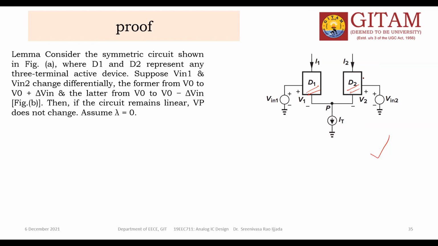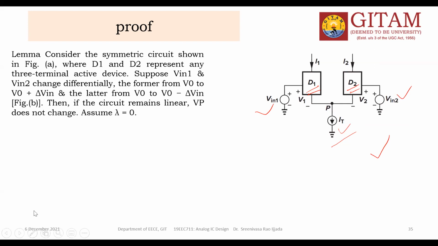You can assume that this is my basic circuit. V in 1 is the input and V in 2 is the other input, and IT is the tail current source. D1 and D2 are the two active devices. Each branch carries the current I1 and I2.